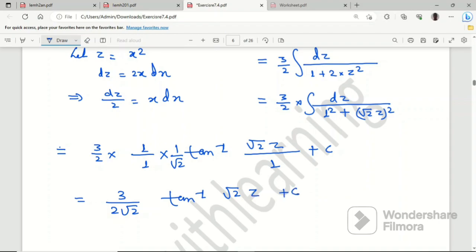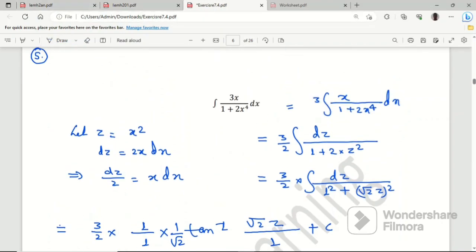But you cannot write this as the answer. You need to replace z with x, in terms of x, because our question was in the form of x. Always try to do that. Otherwise, the teacher can cut 1 or 2 marks for this. Under root 2 x square plus c. You can check the answer also.